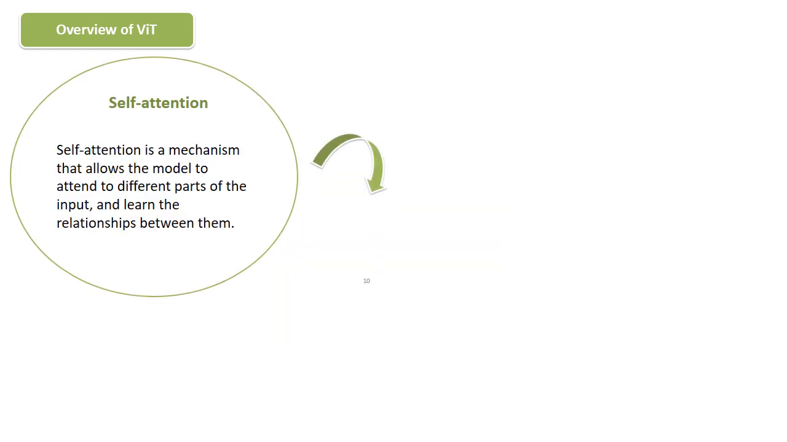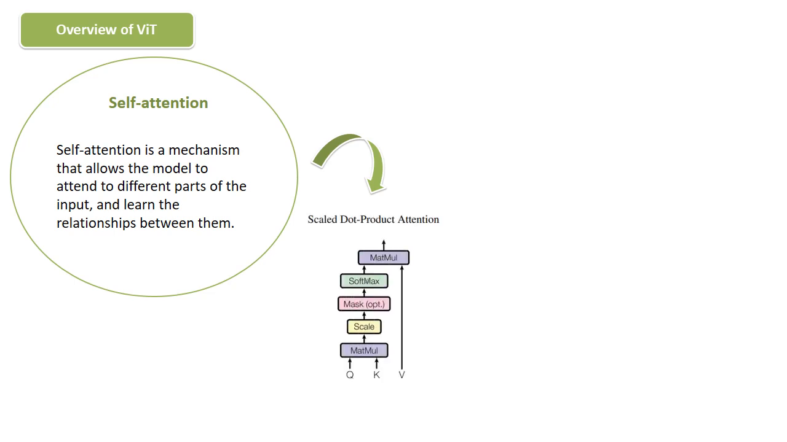Now, let's discover the mechanism of self-attention. Self-attention is a mechanism that allows the model to attend to different parts of the input and learn the relationships between them. And this happens, of course, by using the scaled dot product attention.